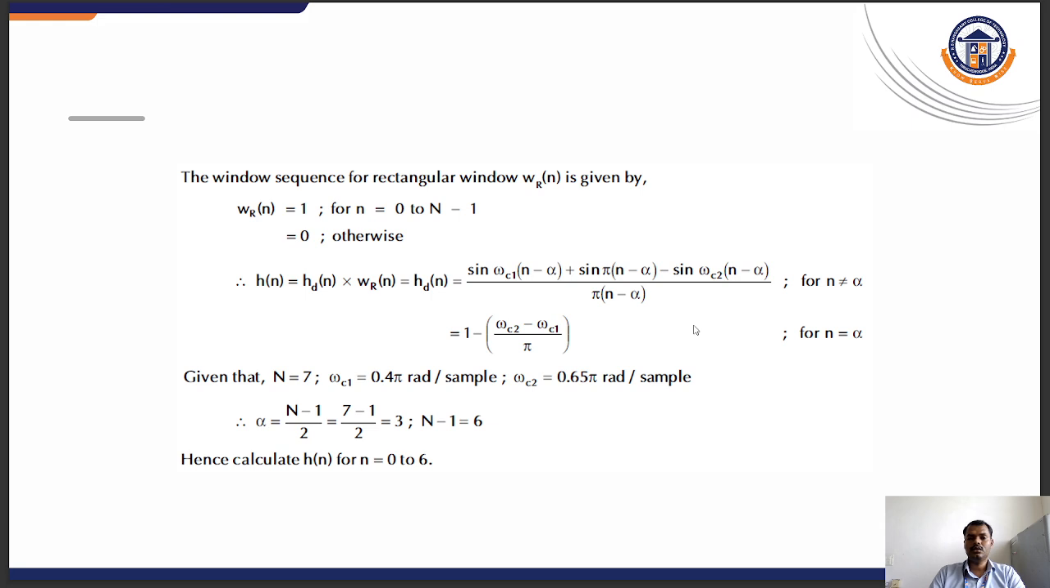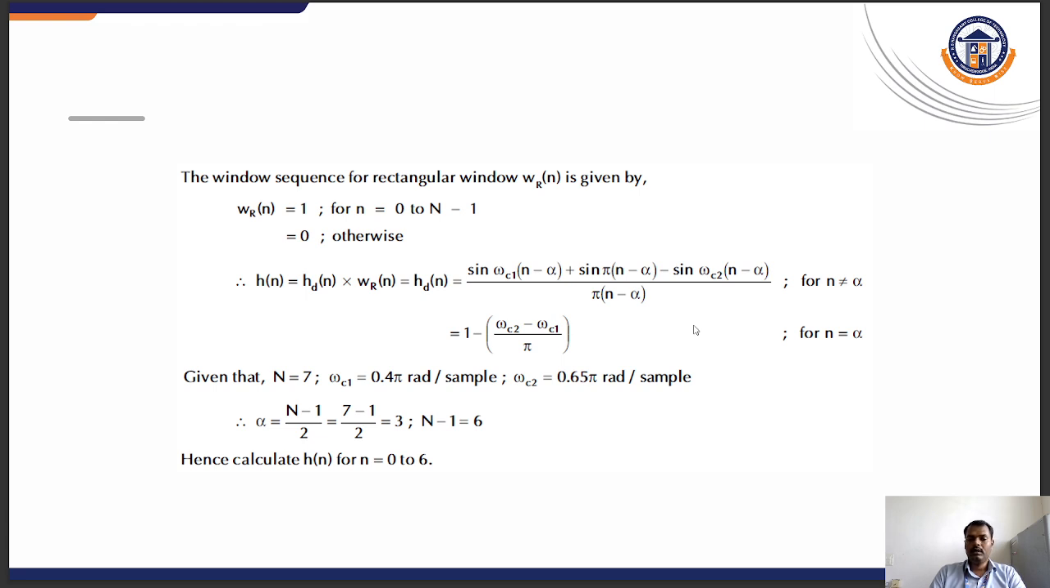And then since we have used a rectangular window here, the window function w(n) becomes w r of n, which is equal to 1 for n equal to 0 to N minus 1 and 0 otherwise. Hence all the hd of n values are multiplied with this w r of n in order to obtain h of n. Then h of n is substituted in order to get h of z.